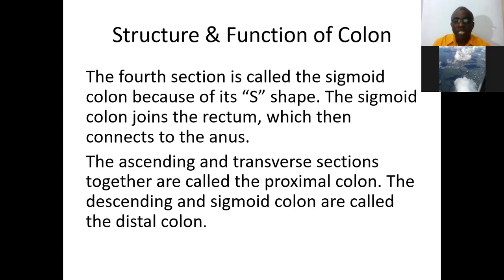The ascending and transverse sections together are called the proximal colon. The descending and sigmoid colons are called the distal colon.